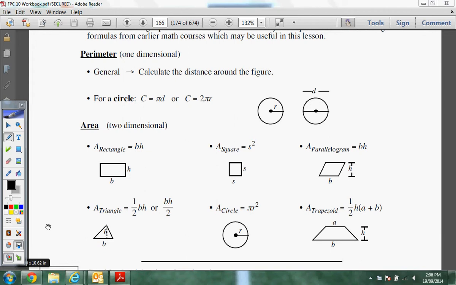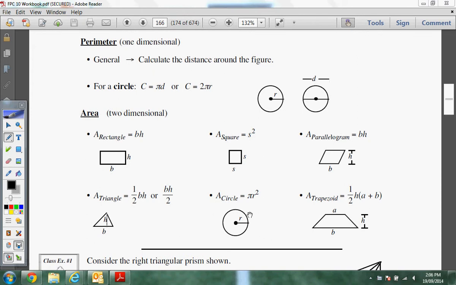Any questions on circles? And then the area of a circle is pi r squared. So that's right here. Area of a triangle, half base times height. That's why I'm not going over these all the way. Trapezoid. So what this means is what the a plus b is.